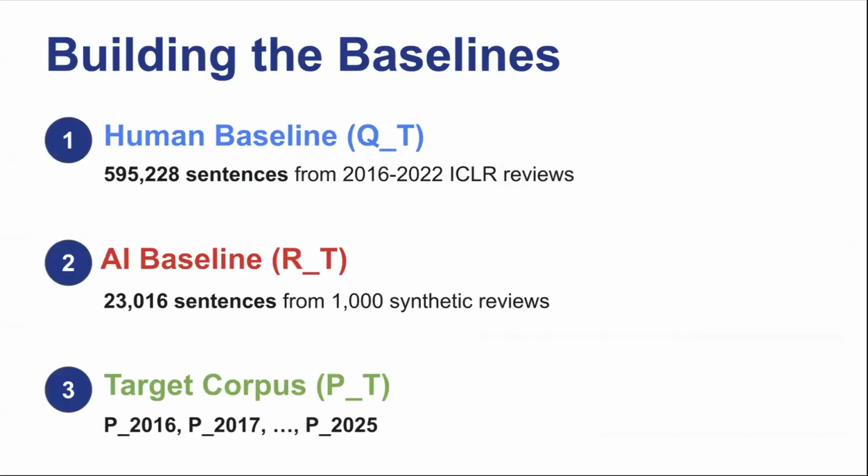So, getting a little more into detail with the baselines. For the human baseline, we have about 595,000 sentences. For the AI baseline, we used GPT's model to generate 1,000 synthetic reviews. How we did this is we fed it a two-stage skeleton. After giving the AI context of what the paper looks like and what the actual reviewers commented on that paper, we fed all that context into an AI and generated its own synthetic reviews. We did this 1,000 times for 1,000 different papers, and so we have 23,016 sentences. Finally, our target corpus is basically every single year from 2016 till 2025.